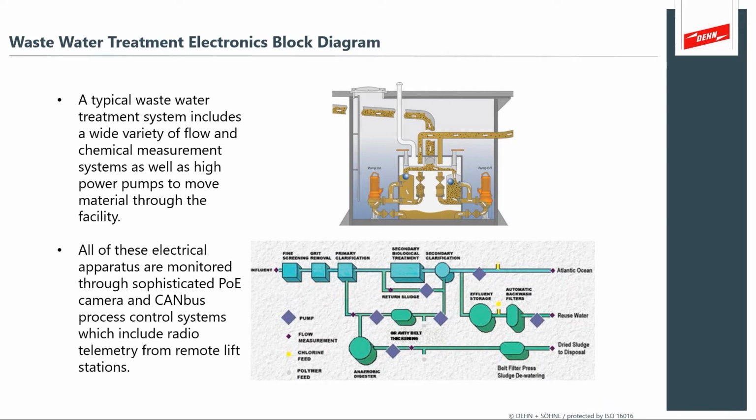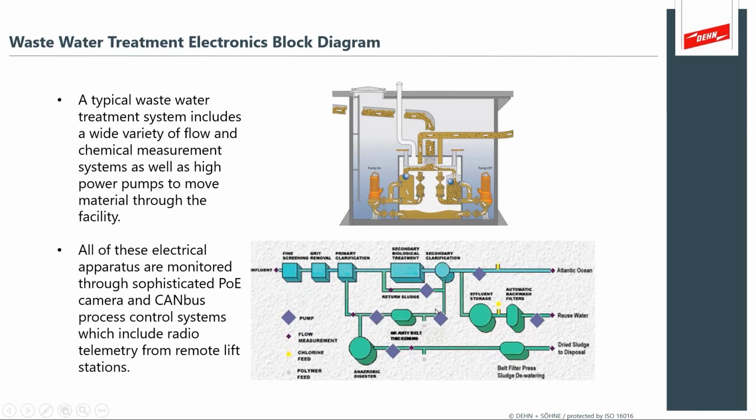So we take a look at what a water treatment electronic block diagram might look like. And of course, it's a very complex system. You have a wide variety of flow chemical measurement systems, high power pumps to move the material through the facilities and through the process. The top image is a nice illustration of what's called a lift station, where it uses gravity from the homes in the community to collect the waste materials, and then it lifts them through pump action to bring all that material back to the central processing facilities.